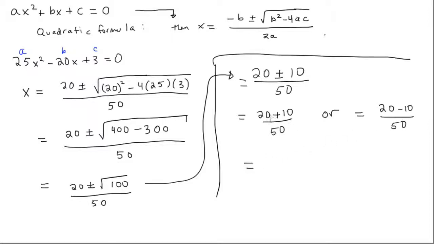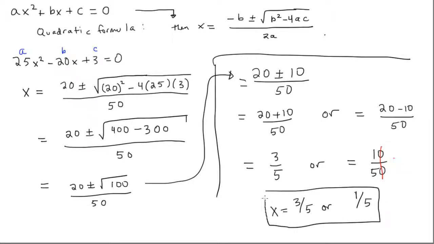So here we have 20 plus 10 is 30 over 50 is 3 divided by 5, or 20 minus 10 is 10 over 50, and then we could of course just cancel those zeros, and so x equals 3/5 or 1/5. And that's it.